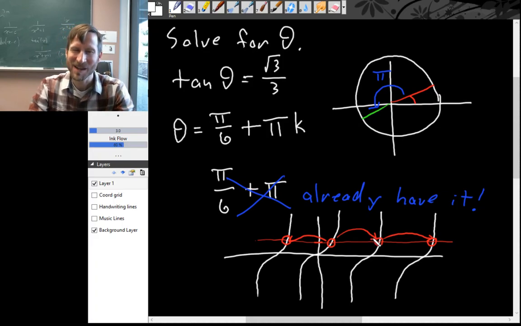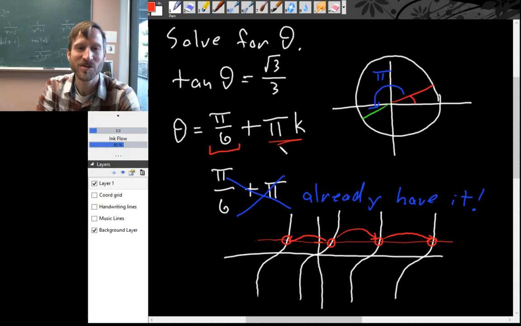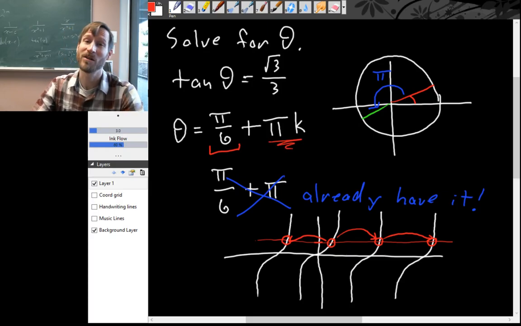Or another way of thinking about it is it's almost as if the period of tangent is 2 pi, but then the symmetric solutions fill in the gaps in 2 pi to make the period 1 pi, kind of. So anyway, one way or another, for tangent it's a little bit simpler than sine and cosine. Once you have a principal solution, you just add pi k and that gives you all of the solutions.